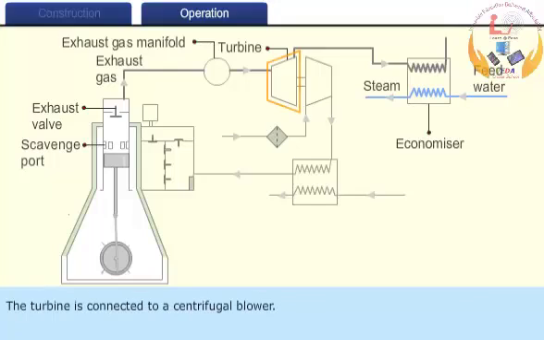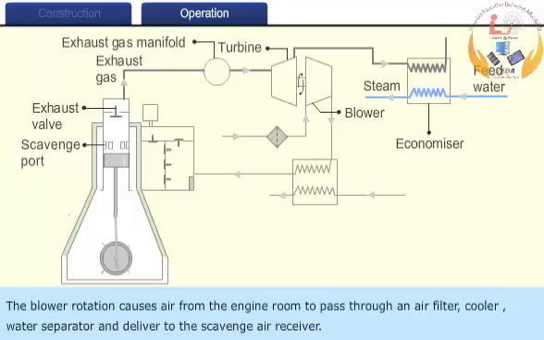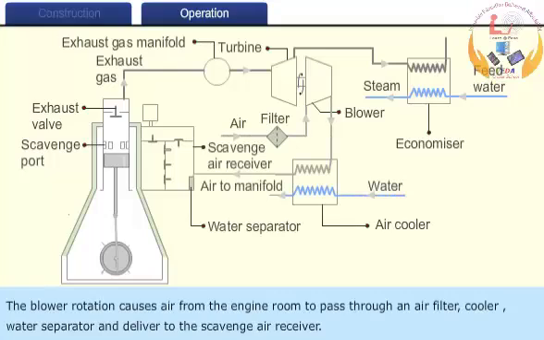The turbine is connected to a centrifugal blower. The rotation of the turbine rotates the blower. The blower rotation causes air from the engine room to pass through an air filter, cooler, water separator and deliver to the scavenge air receiver.